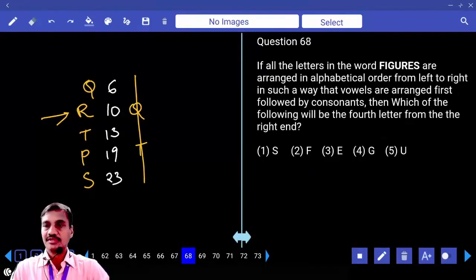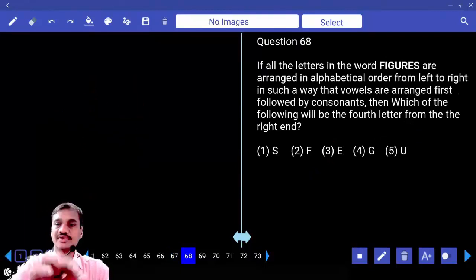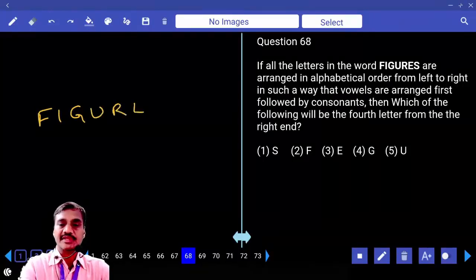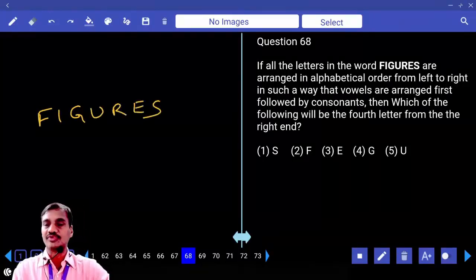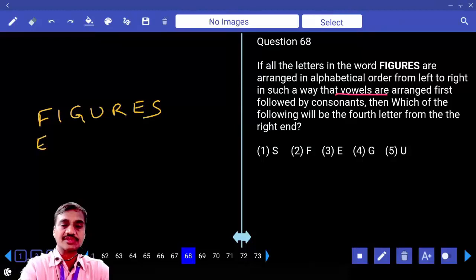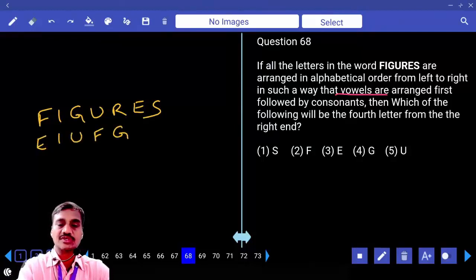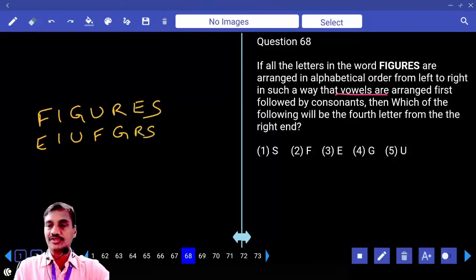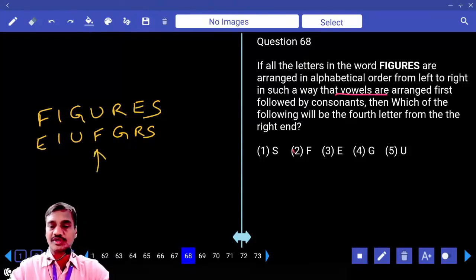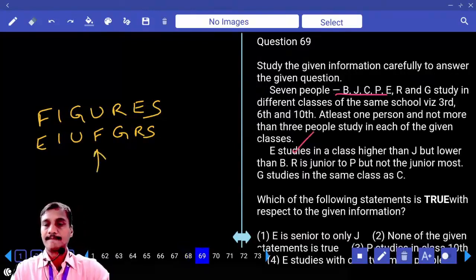Then 68. If all the letters in the word FIGURES are arranged in alphabetical order, and they were arranged from left to right in such a way that first all the vowels are arranged, followed by the consonants. Tell me how many vowels are there? There are 3 vowels, E, I, U, followed by the consonants F, G, S, R, S. And in this one, which of the following will be the 4th letter from the right hand? 4th from the right hand is F, choice 2, question number 68.